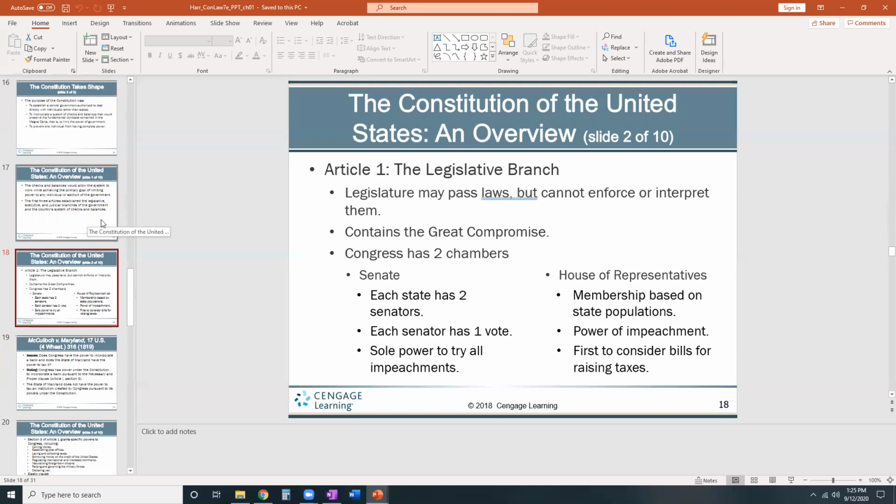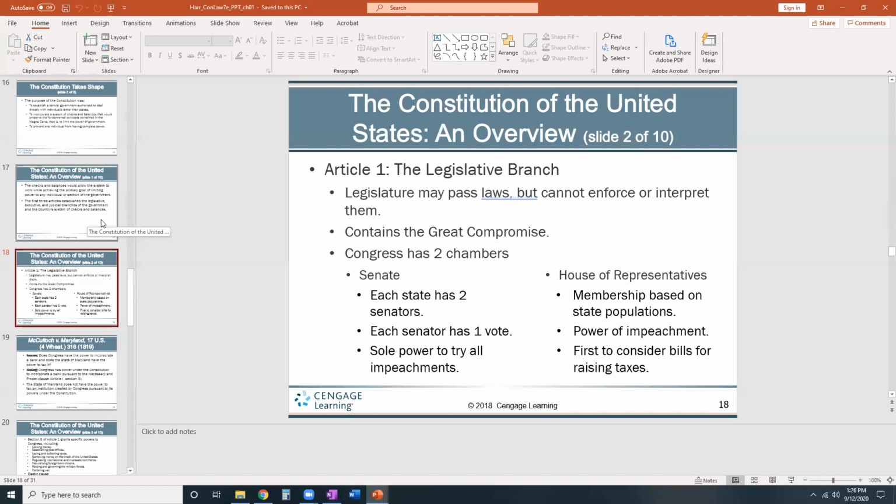And the legislative branch is what we call Congress. It's formed of the House of Representatives and the Senate. And they have the ability to write laws, to pass laws, but they cannot enforce those laws, nor can they interpret the meaning of those laws, right? The executive branch is what's going to enforce the laws. The judicial branch is what's going to interpret the laws.